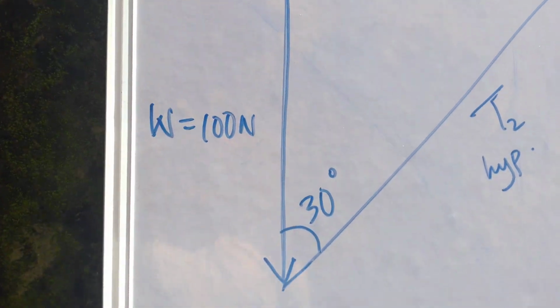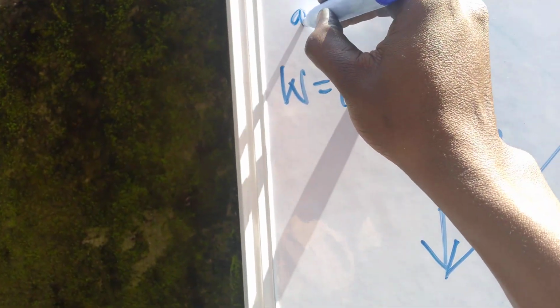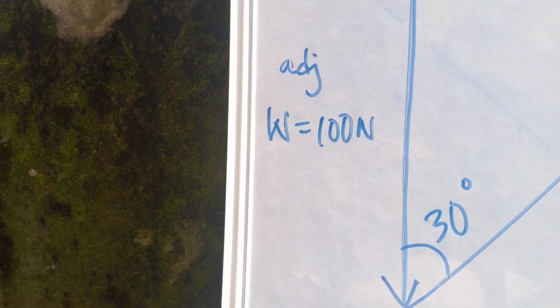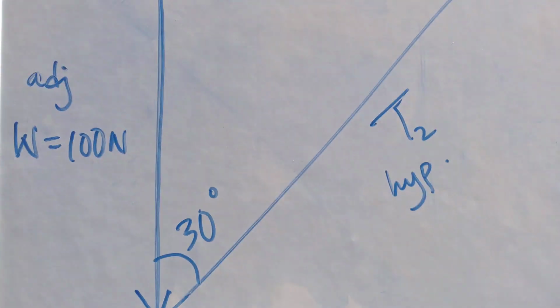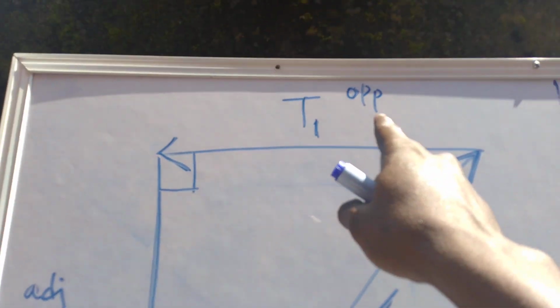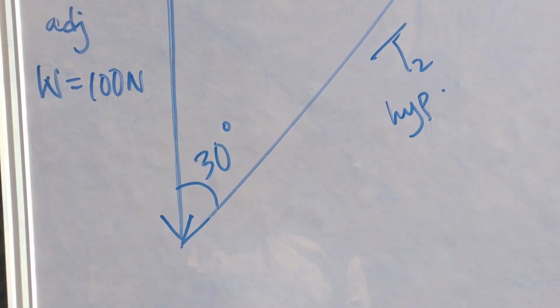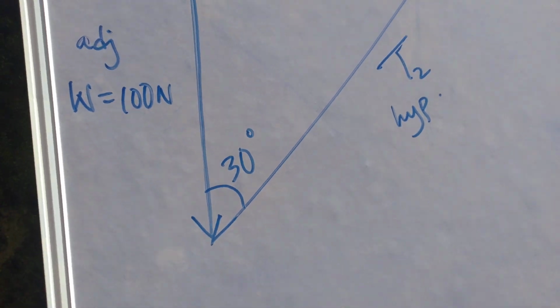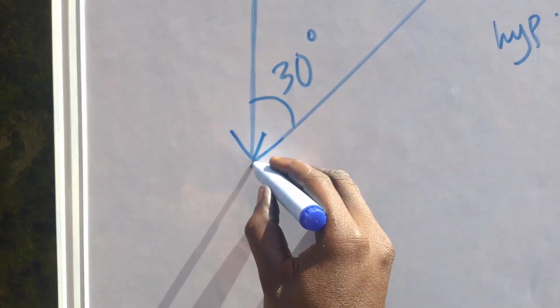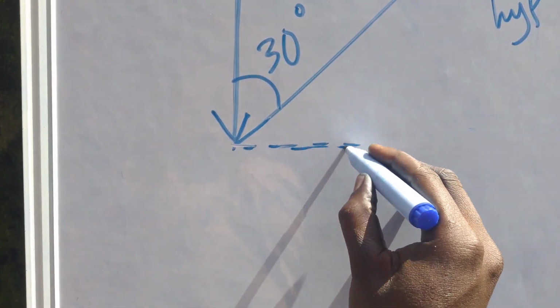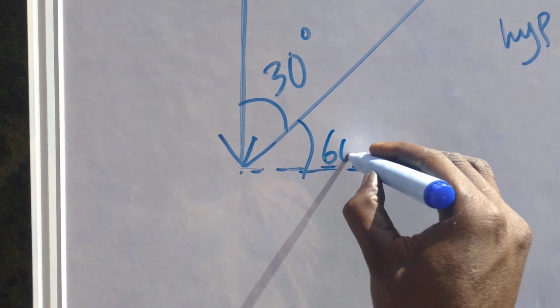Alright, and then this remaining side becomes my adjacent side. Okay, so this hypotenuse is the opposite and this is the adjacent. So now the next thing I'll do is I'll use my trig ratios. Of course, this side should be 60. This side is 60 degrees.